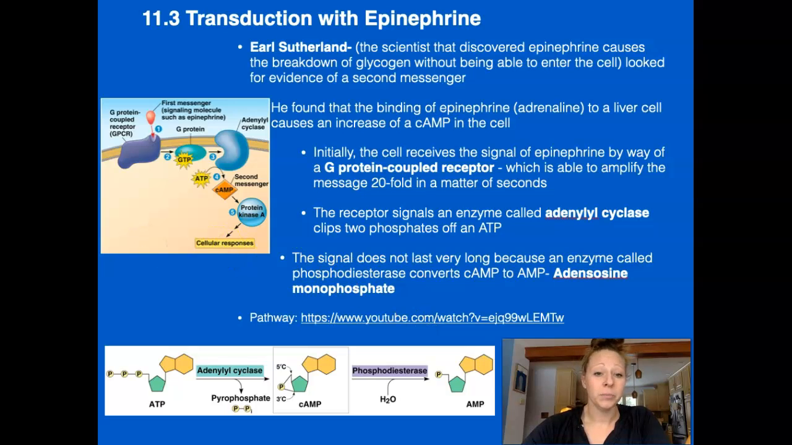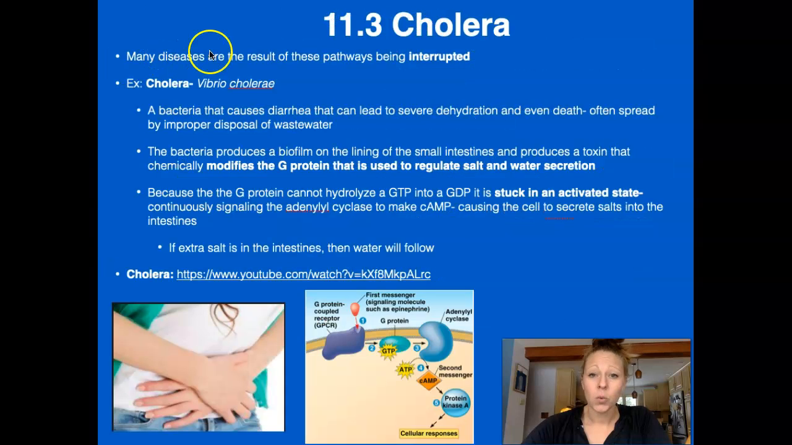And so here, we're going to talk about a couple of different examples of diseases that are caused by problems with the transduction pathways. The first disease we're going to talk about is cholera. What is it that causes cholera? Well, it has to do with this transduction pathway.